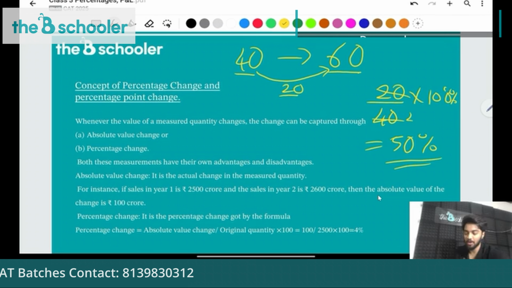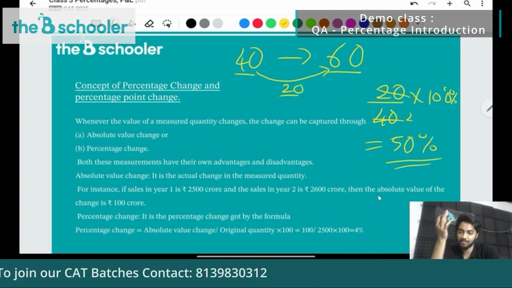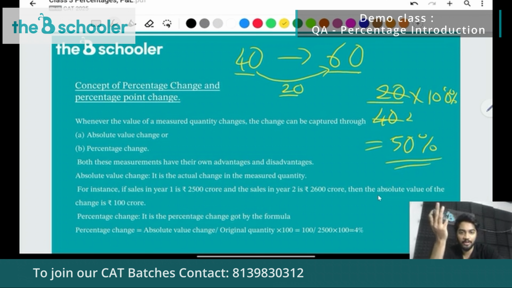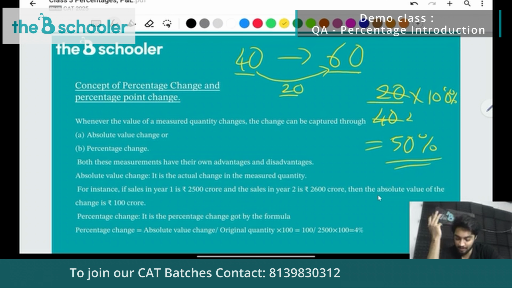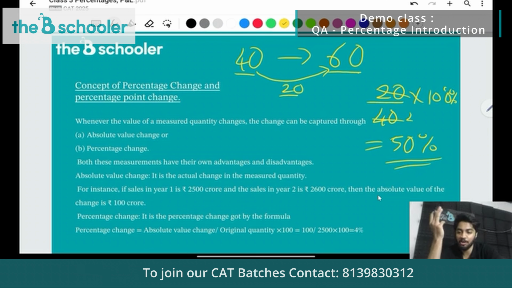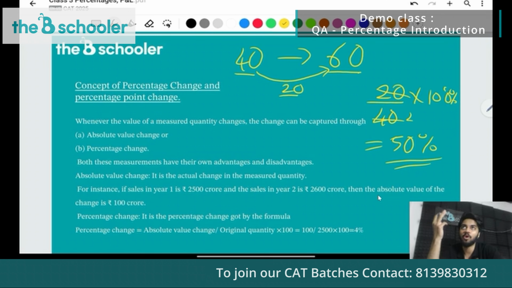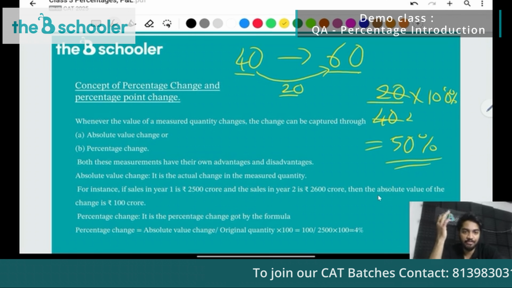Clear? So when somebody says, okay, start of this month, stock price of, let's say, Infosys, where Anandakrishna is working. Let's say the stock price of Infosys at the beginning of March was 40 rupees and at the end of March was 60 rupees. What was the percentage change in the stock price of Infosys?